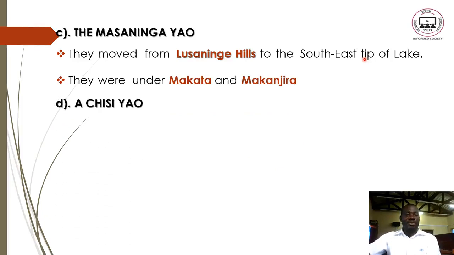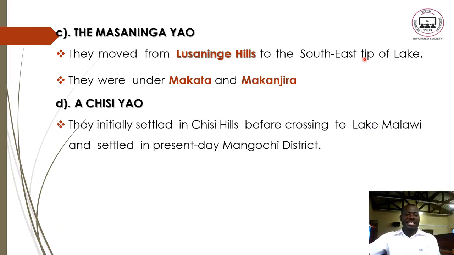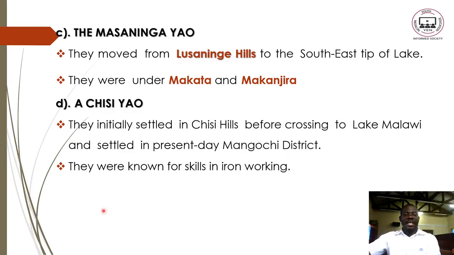And the other group was the Chisi Yao. So they initially settled in Chisi Hills before crossing to Lake Malawi and settled in present-day Mangochi district. So they were from Chisi Hills. That's why they were called the Chisi Yao. And they also settled in Mangochi district. They were known for the skills in iron working. So the Chisi, you have to take note there that the Chisi were good at iron working technology.